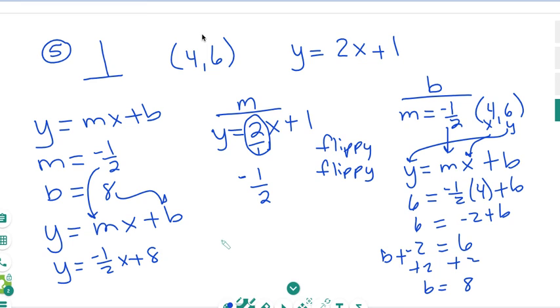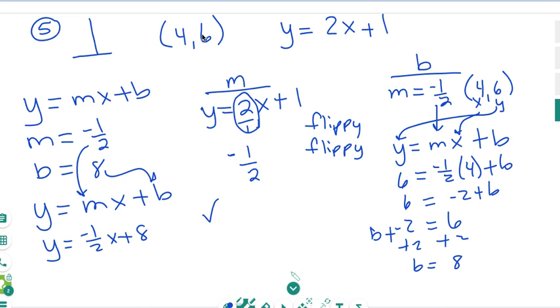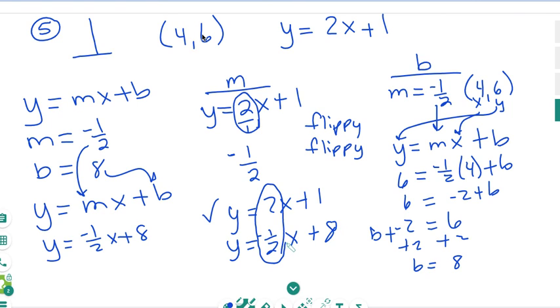I'm going to do a quick check here. I'm going to look at the first equation that I was given, which is y is equal to 2x plus 1, and my equation of y is equal to negative 1/2 x plus 8. The only thing I'm looking at are my slopes, and I'm making sure that they are negative reciprocals. Of course, I'm going to use my shortcut: this is 2 over 1, I flipped it to 1 over 2. This is positive, and I flipped it to a negative.